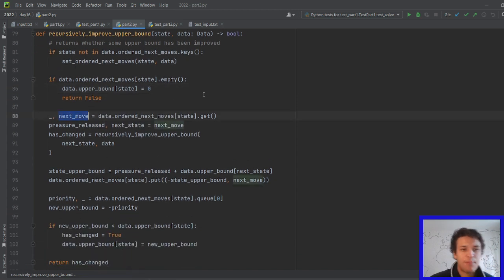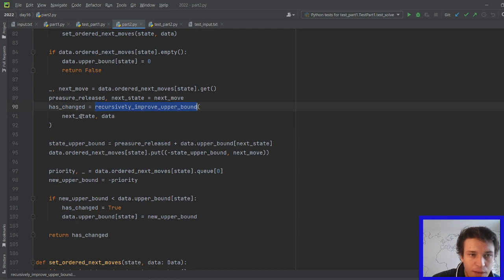Otherwise, we look at the move corresponding to the highest upper bound. This will tell us the pressure released by doing this move as well as the next state. And so, because it's recursive, we want to improve the upper bound for this state. And when we do this, we keep track of whether something has changed. So this tells us whether the upper bound has improved by doing this recursive improvement. And we know that if there's no change anymore, then the upper bound corresponds to something we can achieve, and we'll return that as a solution. But yeah, back to the algorithm.